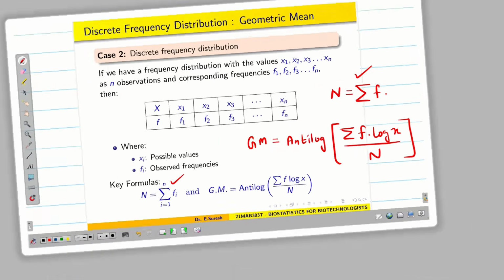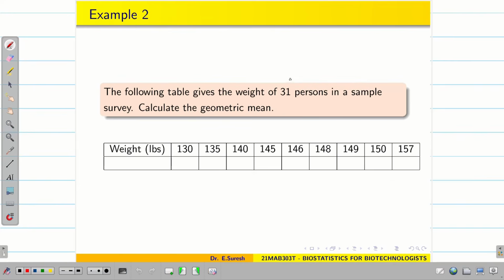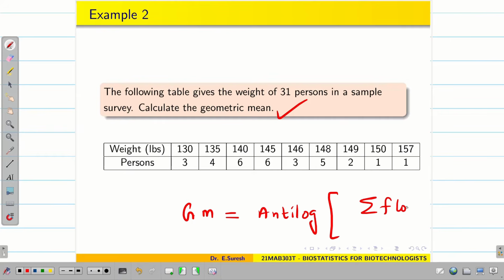Let us go into the problem. The following data gives the table of 31 persons' weight. So this is going to be my x, and the number of persons having the weight 130, 135, 140, 145 is going to be my frequency f. So this is the question given to us. We have to calculate the geometric mean. To find the geometric mean, first we have to find the summation of f log x, then capital N. After that we have to take the anti-log. We will do it one by one.